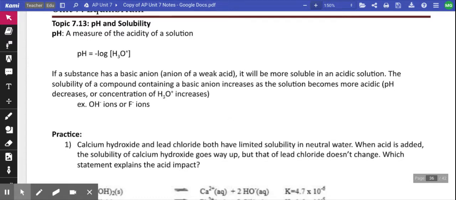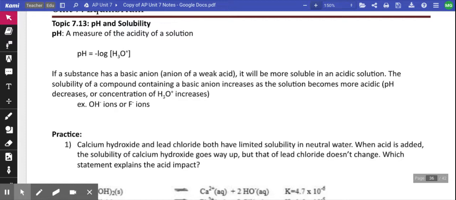So yesterday we were talking about the common ion effect and how adding an ion can shift the equilibrium of my system and cause my substance to become either more soluble or less soluble, meaning that more of it will dissolve or less of it will dissolve. Well, the same thing happens when I change the pH of my solution.